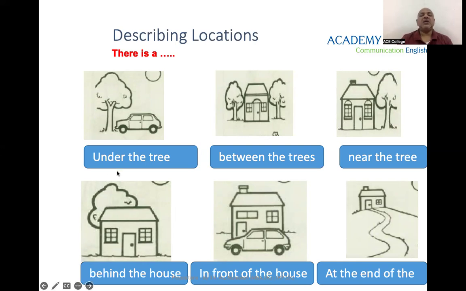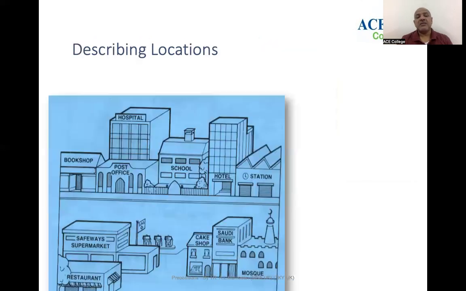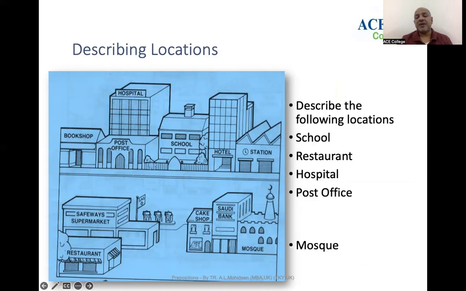So now you are using prepositions to locate. So in the directions, in what location, where it is located. You can use under, between, near, behind, in front of. Yeah. At the same time, you can use the sentence structure: there is a, for one; more than one, there are. Okay. So for example, if you are going to use this in this picture, now you can use some prepositions and then describe about the locations, right?